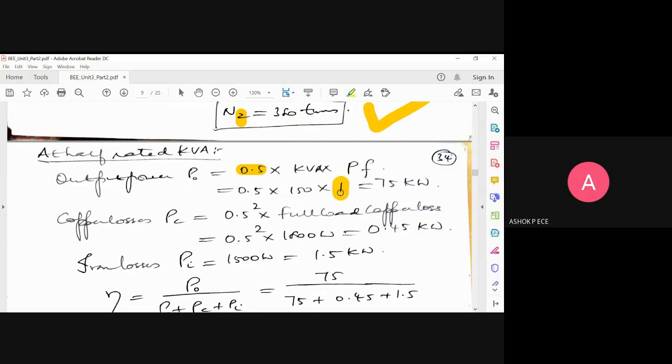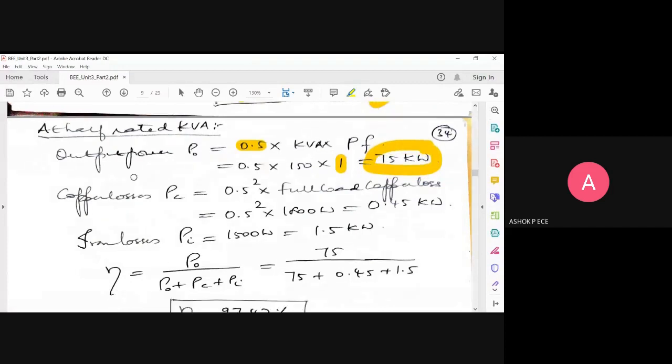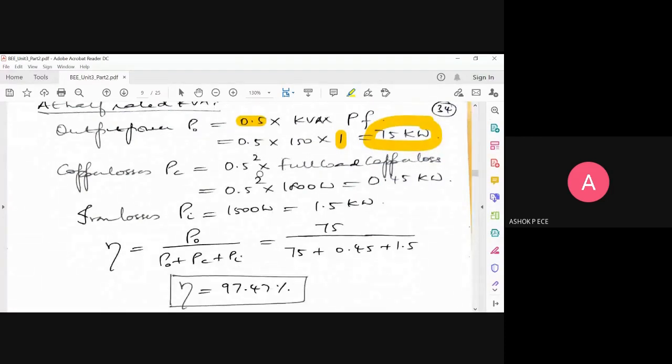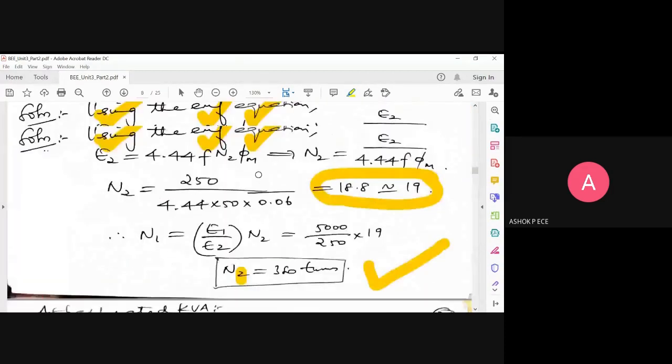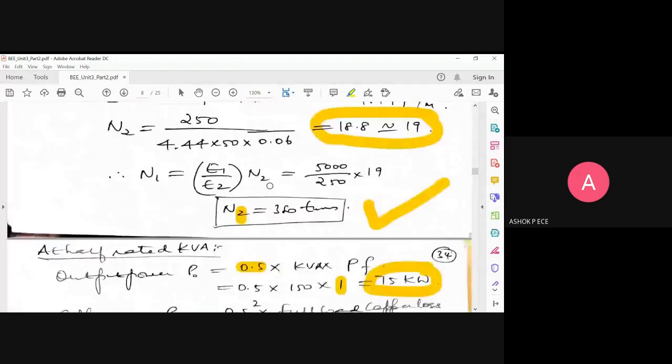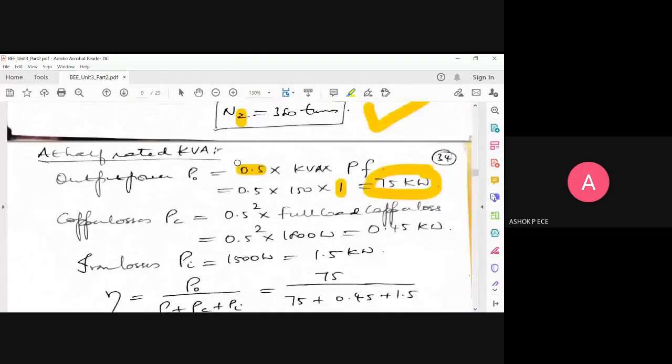And copper loss is 0.5 square into full load copper loss. The full load copper loss is given as 1800 watts. It is only operating at 0.5 times, right? So it is 0.5 square into full load copper loss. So 0.5 square into 1800. So it is 0.45 kilowatt. The copper loss, I already told you, depends on the square of the load. So 0.5 square into 1800, you get 0.45 kilowatt.